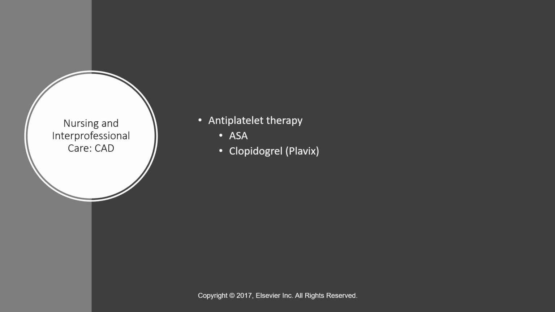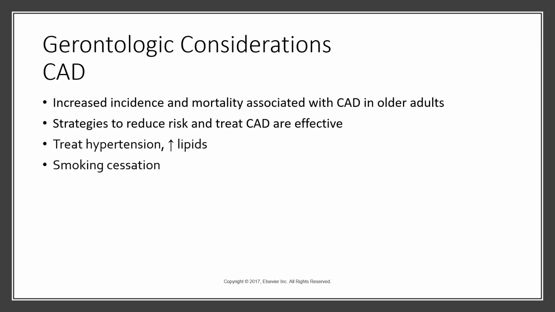Now, with aspirin and a lot of these other medications like clopidogrel or Plavix, you have to watch out. If they have a history of a GI bleed, we may not want to give them these, because it can just put them at more and more risk for hemorrhagic stroke and so on and so forth. And of course, if they've had a hemorrhagic stroke, definitely don't give them any of these.